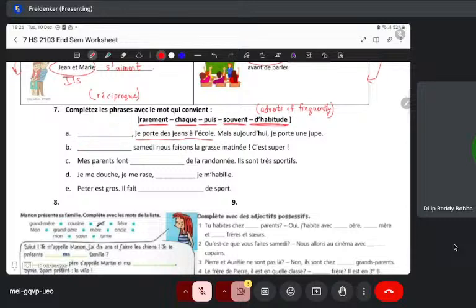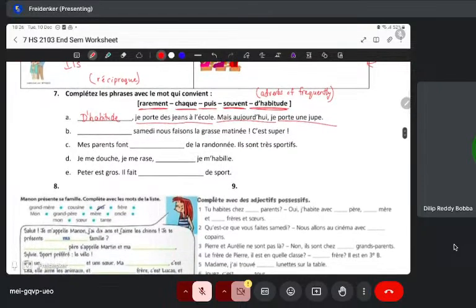Okay, dash. I wear jeans to school, but today I wore a skirt. It's like you wear something very usually, right? So generally, I think the answer is d'habitude here. In general or usually I wear jeans to school, but today I wore a skirt. It makes sense to put d'habitude here. D'habitude. Okay, we'll see if my guess is right or not. Next question. Dash samedi, nous faisons la grasse matinée.